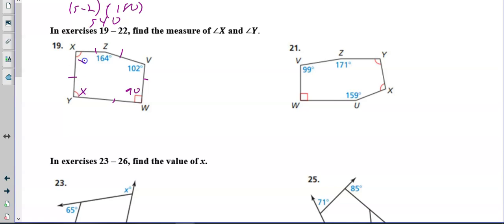Let's just call this x and let's call this x. Two ways to do this. You could just take 540 minus this, minus this, minus this, and then split evenly, divide by 2, but algebraically it looks like this. 2x plus 164 plus 102 plus 90 equals 540. So 2x plus, if we add 164 plus 102 plus 90, we get 356.